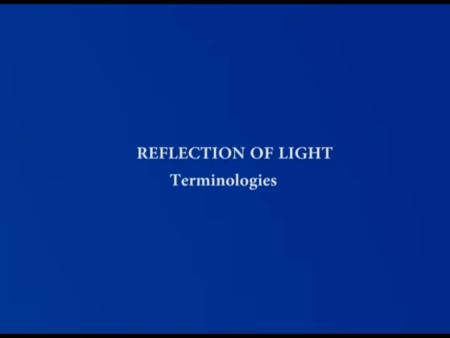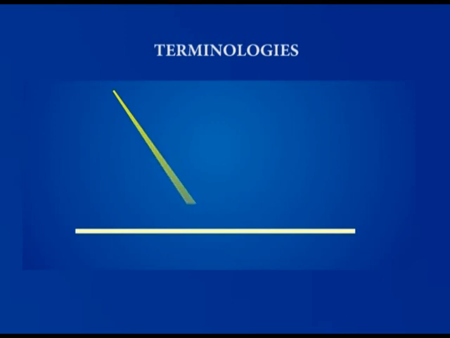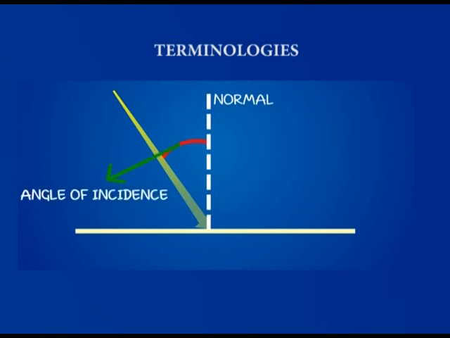Let's look at definition of terms in reflection of light. The incident ray is the light ray striking a reflecting surface. The point of incidence is the point at which the incident ray strikes the reflecting surface. The normal is a perpendicular drawn to the surface at the point of incidence. The angle of incidence is the angle which the incident ray makes with the normal at the point of incidence. It is denoted by the letter I.